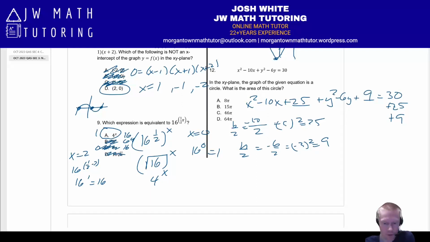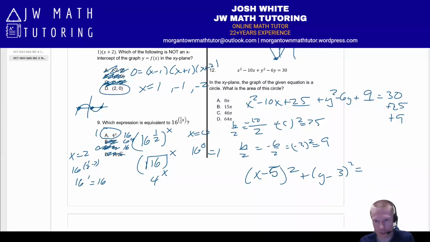Now, technically, if you're doing this test, you wouldn't need to do anything else with the left side because they don't ask about the center of it. But just to show you, it would end up being x minus 5 squared plus y minus 3 squared. So its center is going to be at 5, 3.